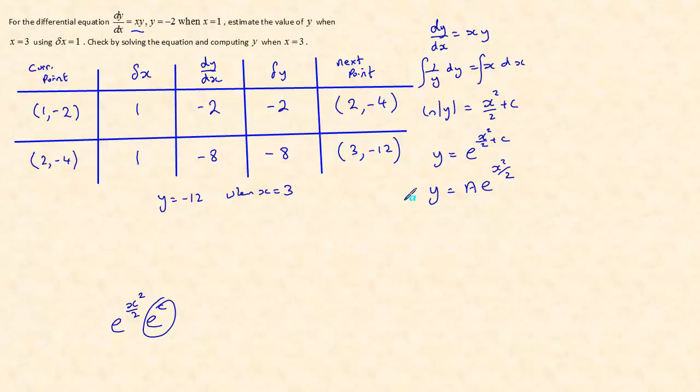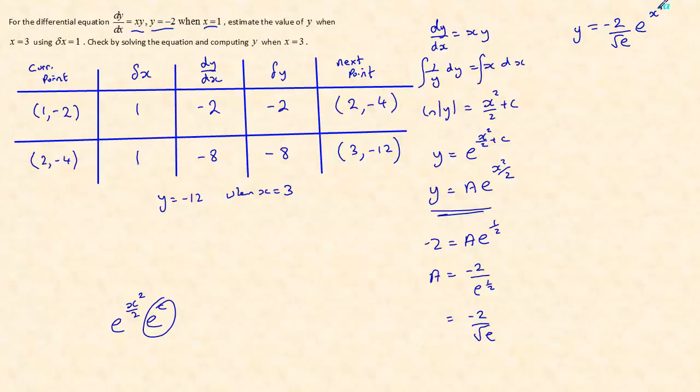Now, we know that y is negative 2 when x is 1. So negative 2 is going to be a e to the half. So a is going to be negative 2 over e to the half, or negative 2 over root e. So we have negative 2 over root e, e to the x squared over 2 as our solution.